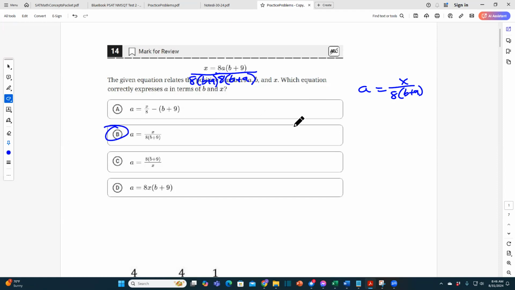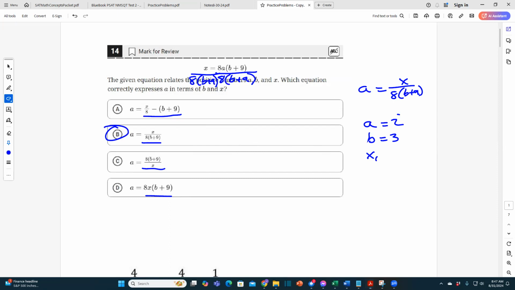How would you do it in Desmos? In Desmos, give a a value, let's say 2, and then b, you need a number, let's say 3 or something like that. And then you use x1 instead of x. x1 will equal 8 times 2 times the quantity 3 plus 9. That'll equal x1. And the answer choices, you would put the right side in Desmos, and whichever one equals the a value 2 will be the correct answer. Okay, so a little demonstration.